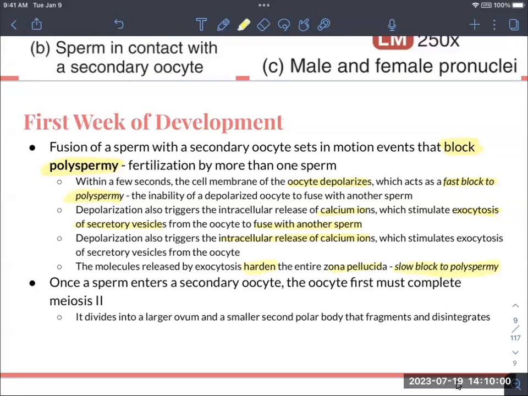So after that sperm has entered that secondary oocyte, this is where that secondary oocyte needs to finish meiosis 2 before anything else can happen. So this oocyte quickly finishes off its meiosis 2. It's going to divide into a larger ovum, and then that second smaller polar body, which is going to disintegrate.